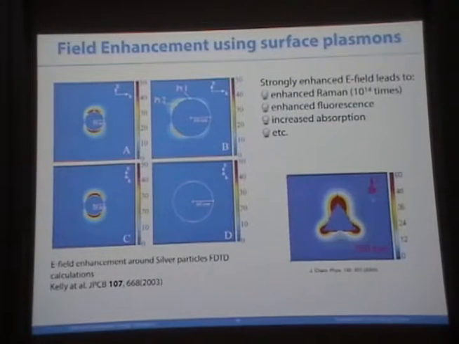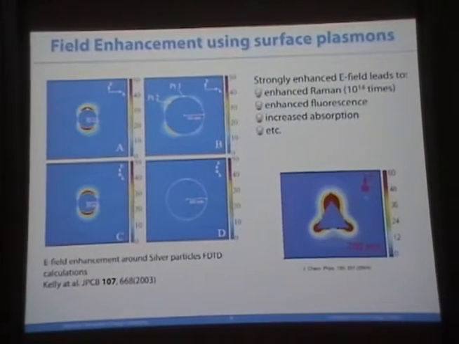Here's an example of calculating the electrical field around gold nanoparticles. These are little spherical particles, and you can see that you get a local enhancement of, in this case, about 50 or higher near the surface of the optical electrical field. Here's another example where the enhancement is much larger, a little prism-type silver particle, and you get hundreds of times enhancement of the electrical field at the apex of those prisms.